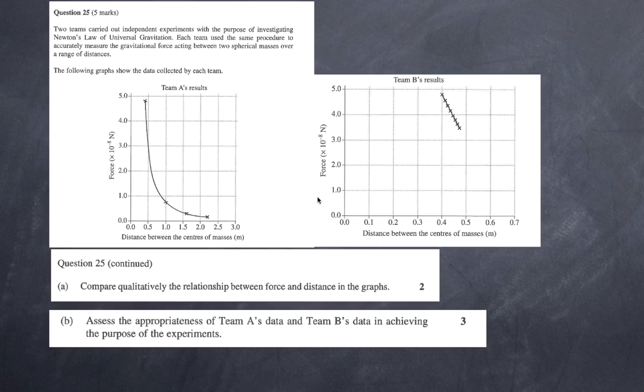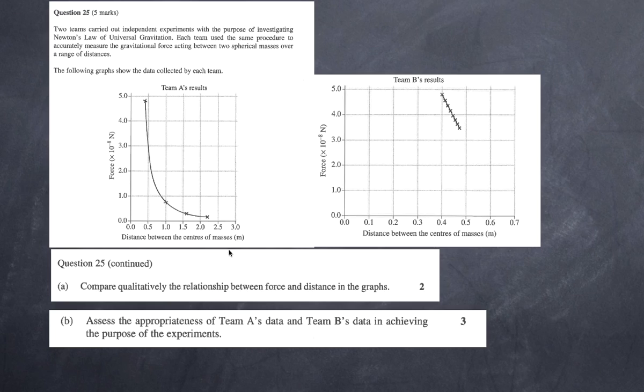And so in this question, we're dealing with two teams who determine the relationship involved with masses involving Newton's law of universal gravitation. So they do the same procedure and accurately measure the gravitational force between two spherical masses over a range of distances. And as you can see, we've got two different graphs.